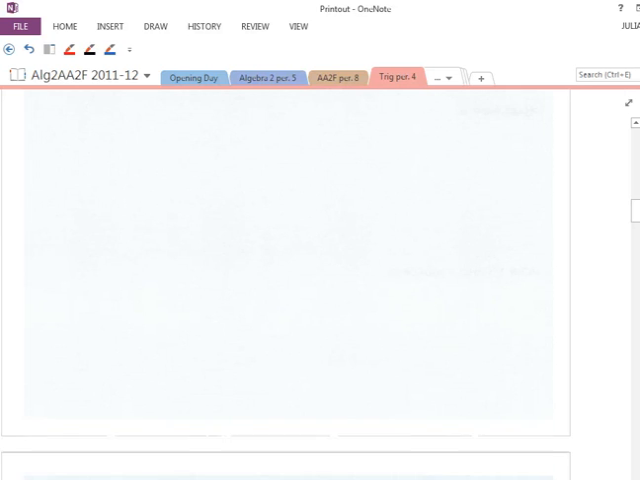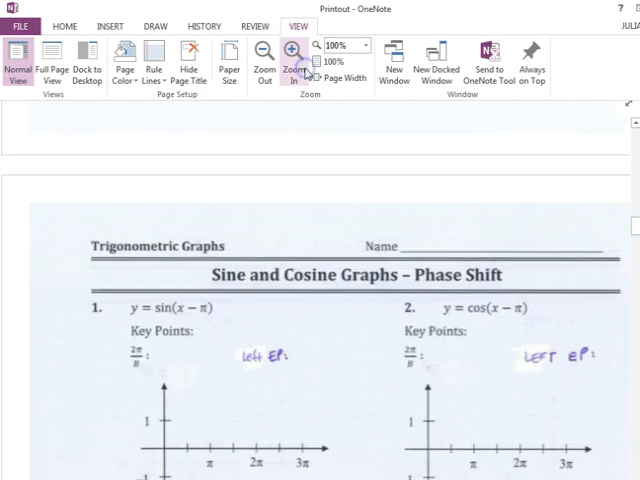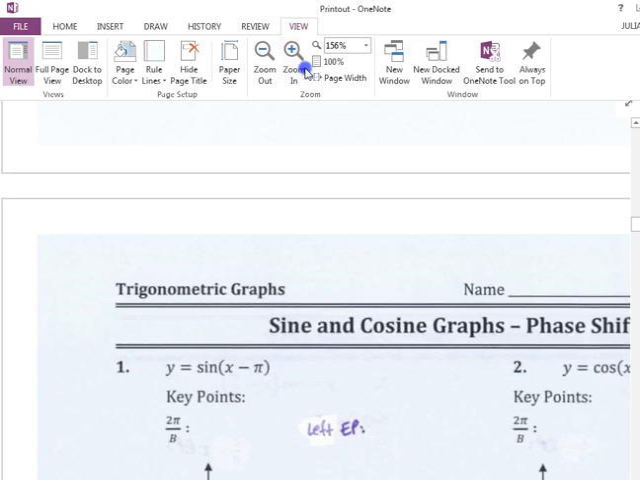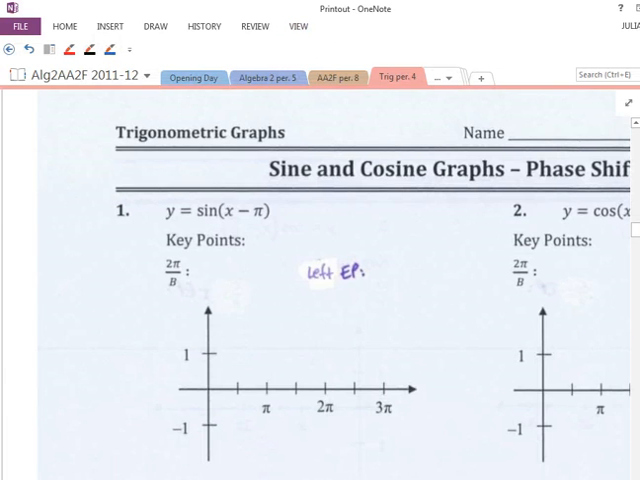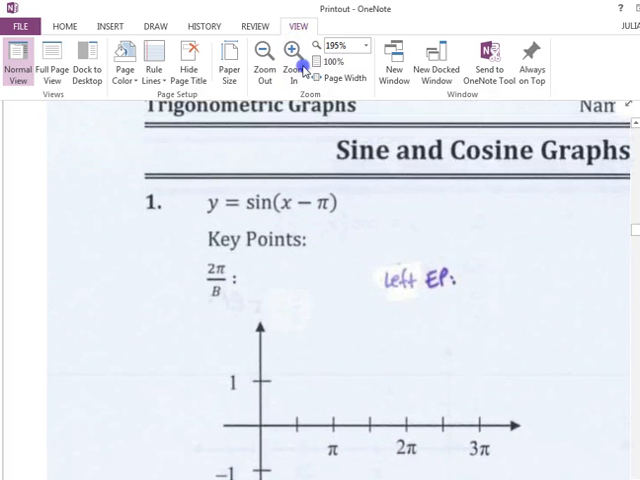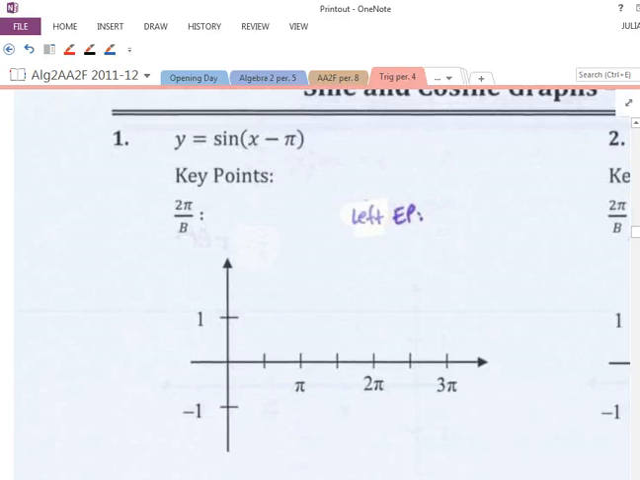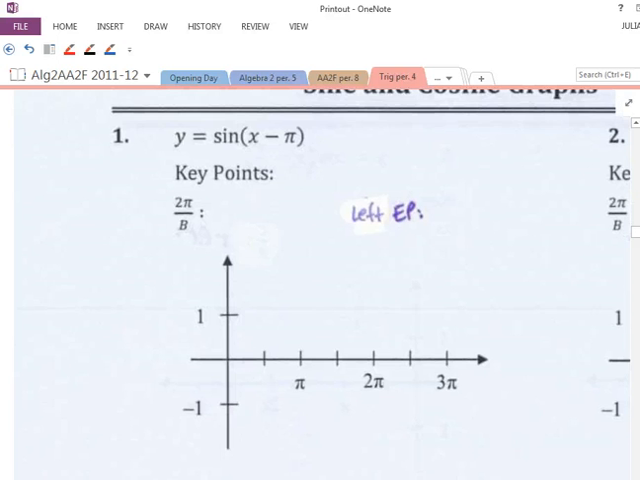All right, let's find this page. And I'm going to zoom in on number 1. Why not? Okay, are you ready? Number 1. Well, it's pretty similar to what we've been doing with one exception. What's the exception? Look at the equation. What's different? It's minus pi.